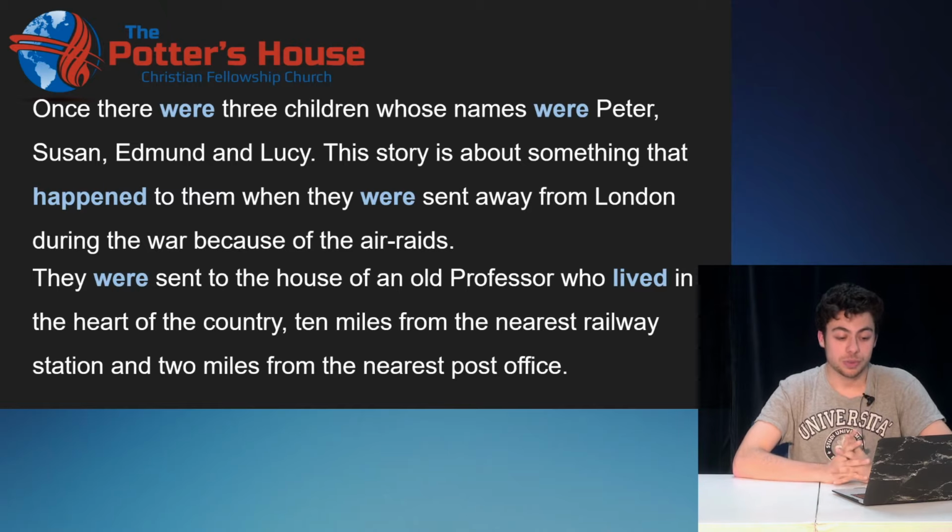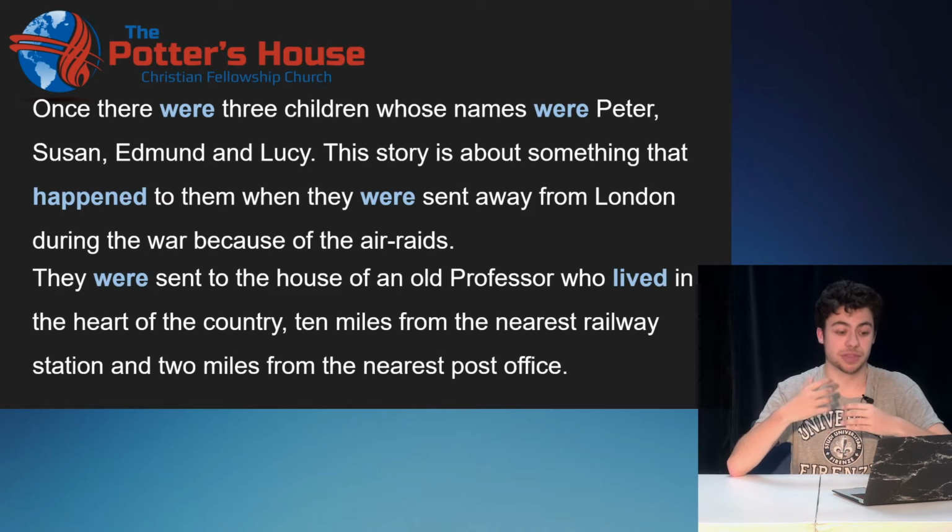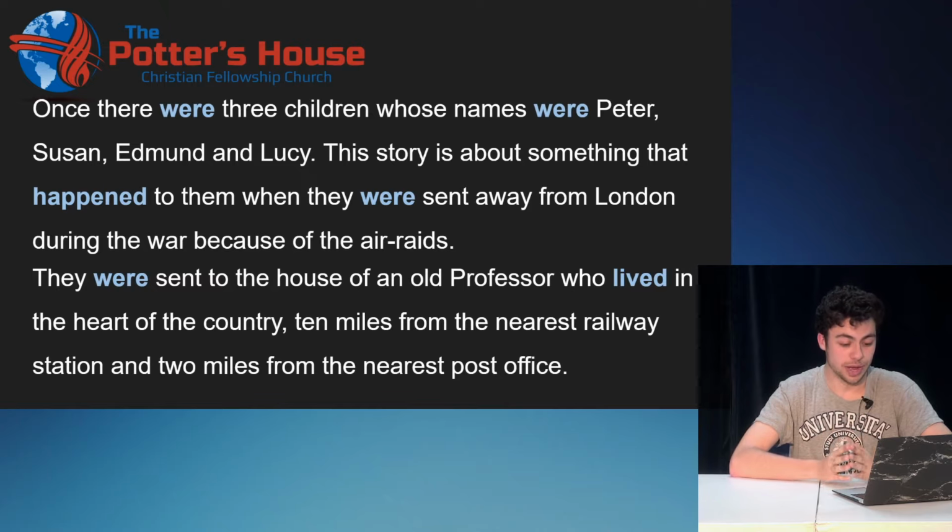Once there were three children whose names were Peter, Susan, Edmund, and Lucy. This story is about something that happened to them when they were sent away from London during the war because of the air raids. They were sent to the house of an old professor who lived in the heart of the country, ten miles from the nearest railway station and two miles from the nearest post office.